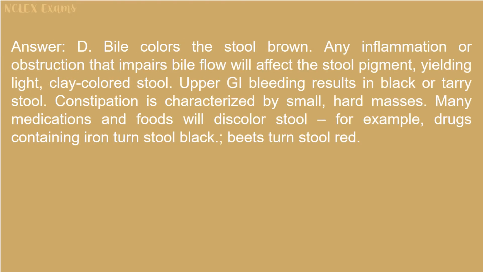Answer: D. Bile colors the stool brown. Any inflammation or obstruction that impairs bile flow will affect the stool pigment, yielding light, clay-colored stool. Upper GI bleeding results in black or tarry stool. Constipation is characterized by small, hard masses. Many medications and foods will discolor stool; for example, drugs containing iron turn stool black, and beets turn stool red.